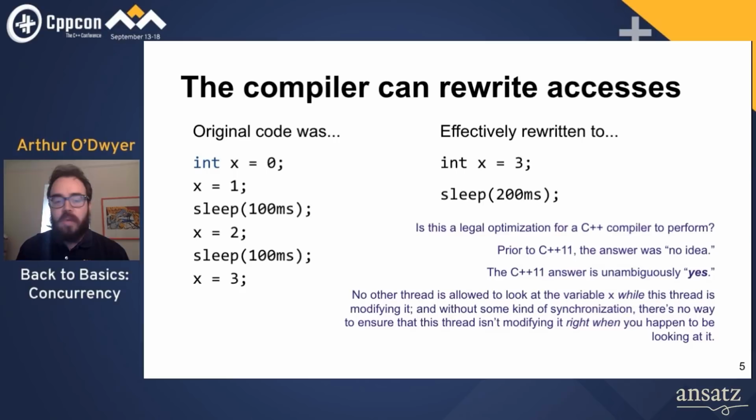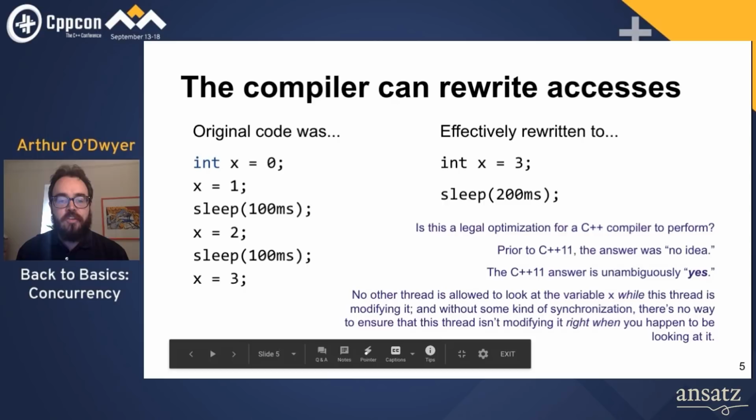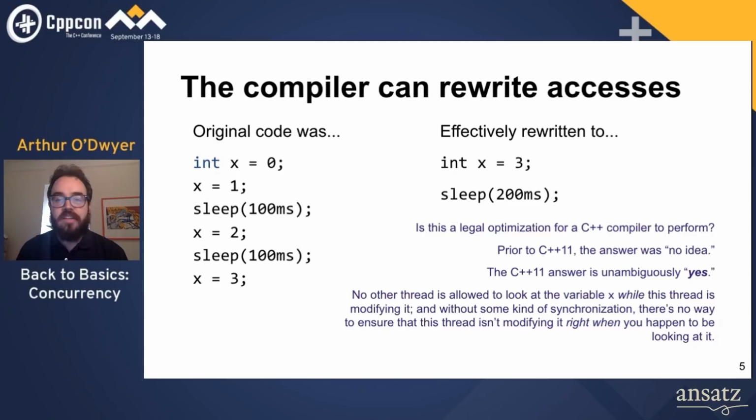This impacts what kind of optimizations the compiler is allowed to perform. If my original code has an int and I originally initialize it to 0 and then set it to 1 and then sleep for a while, set it to 2, sleep for a while, set it to 3, is the compiler allowed to rewrite that to say, well, I see what you're doing here. You're setting X to 3 and you're sleeping for a total of 200 milliseconds. Can I just do that? Is that a legal optimization that will make your code smaller?